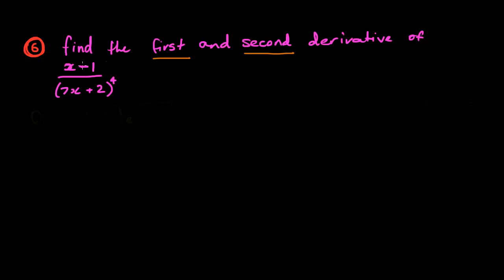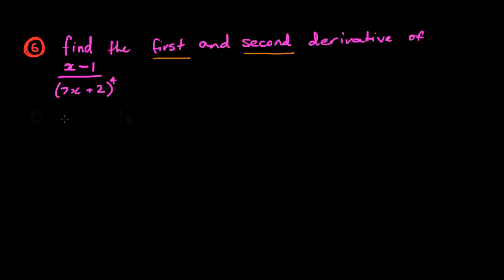Hey guys, now I'm going to attempt question 6 of the practice test. Find the first and second derivative of (x minus 1) over (7x plus 2) to the power of 4. We can already identify that there's two functions of x, each over the other, so we can say that this is the quotient rule.